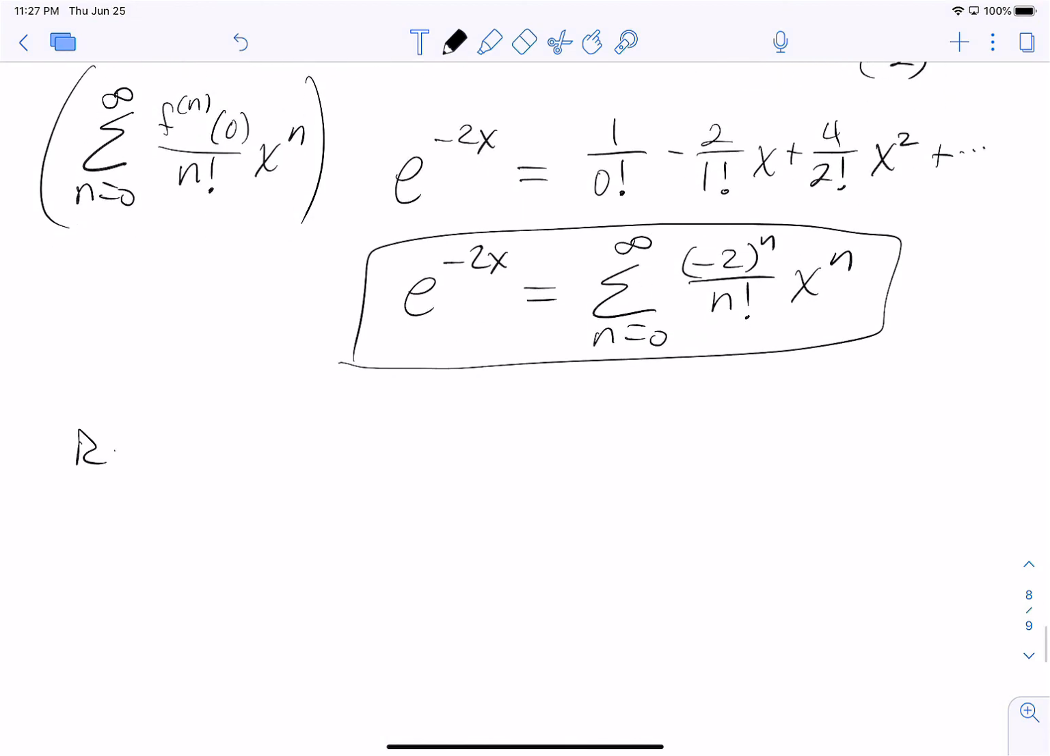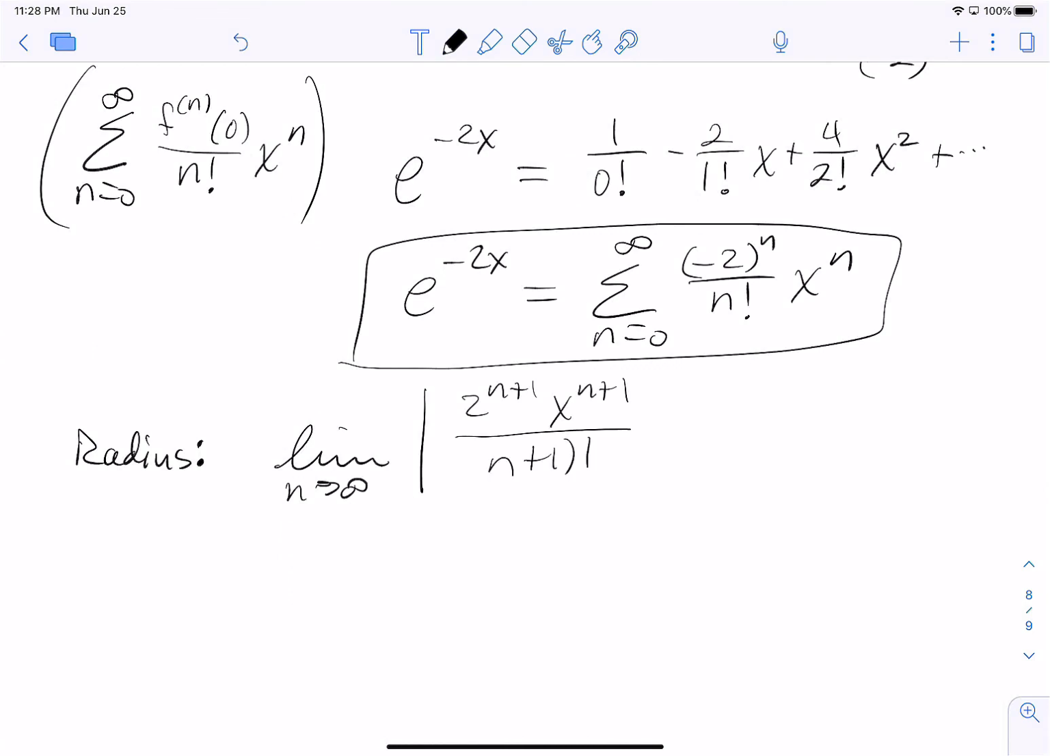For the radius of convergence, we're looking at the limit as n approaches infinity of the absolute value of 2 to the n plus 1 x to the n plus 1 divided by n plus 1 factorial times the reciprocal of the nth term, n factorial divided by 2 to the n x to the n. All but one factor of x will divide out. All but one factor of 2 will divide out. And n factorial will divide out, leaving us with, from n plus 1 factorial, just the n plus 1.